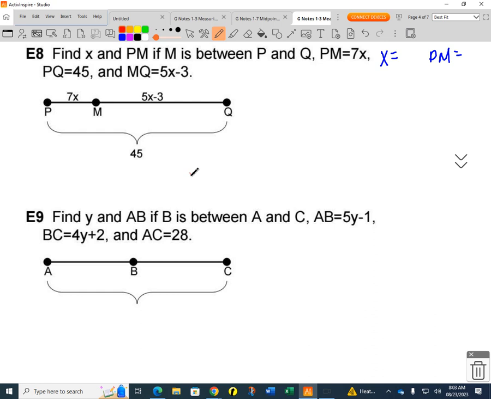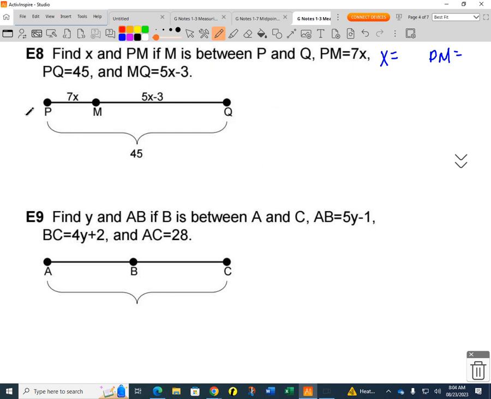All right. So they've already labeled, here it tells us that PM is 7 times X. Remember, 7X is 7 times X. Whatever X is, the length of that segment is 7 times whatever X is. That's how long it is. We don't know how long it is yet. The MQ is 5 times whatever X is, minus 3. That's how long MQ is. We do know the whole length PQ is 45, and they've given us all that information here. If they don't label your diagram for you or draw your diagram, then you should be doing that.